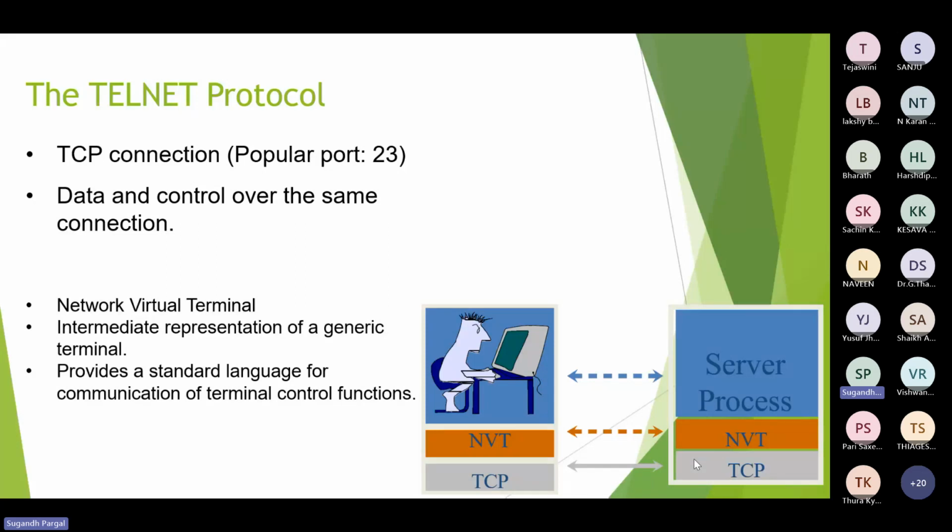So the TCP connection and the popular port which is used for telnet is port 23. So here data and control are over the same connection. The telnet protocol uses a network virtual terminal, which is the intermediate representation of a generic terminal. It provides a standard language for the communication of terminal control functions.